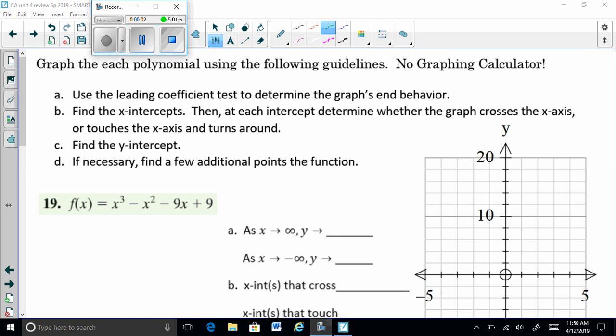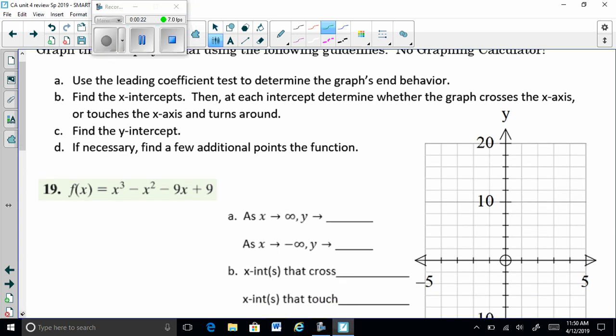Now we're going to look at higher ordered polynomials. And so here, once again, we just have some guidelines, like find this information, and basically that should help you graph your function. So we'll do the leading coefficient test first.